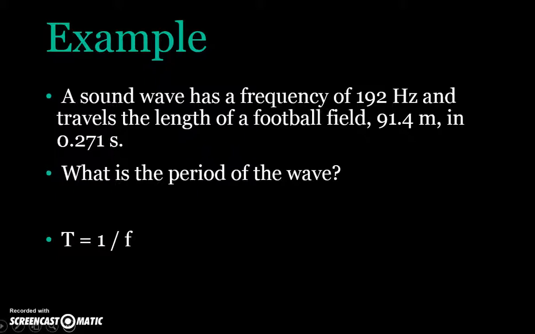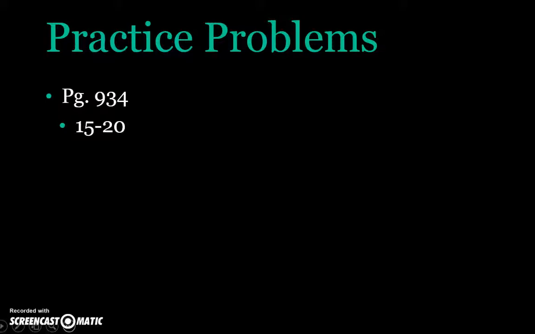Okay, and then again, you can also solve for the period. So we have frequency, 1 divided by 192. You should get about 0.005, and that should be in seconds. Okay, so remember, period, that is the time it takes for one cycle to occur. So for one crest to reach the next part of that crest. So from crest to crest, it's not just the wavelength, but the time it takes to get there is the period. So there are some practice problems on page 934, 15 through 20. Again, you can stop the video now, or you can leave quite a bit of space and come back to that in just a few minutes.